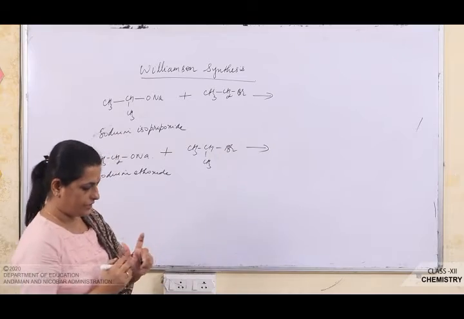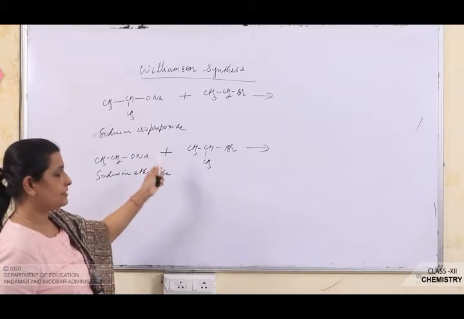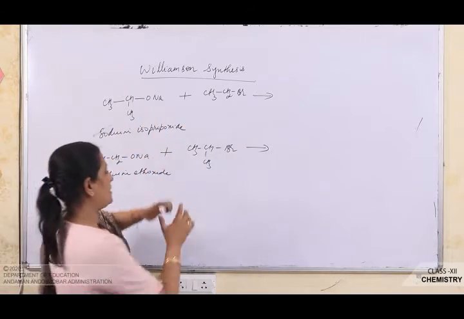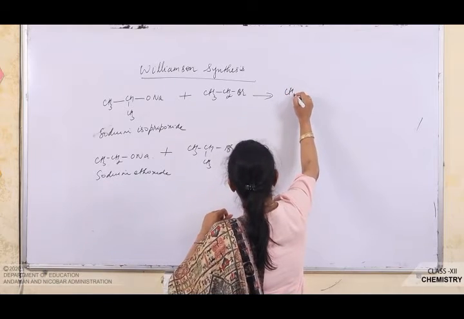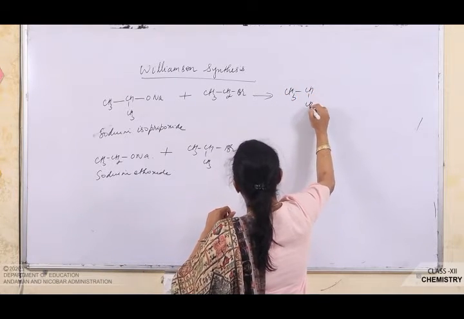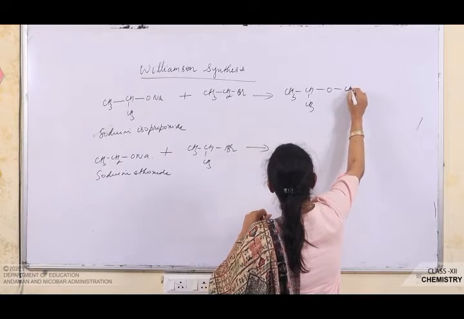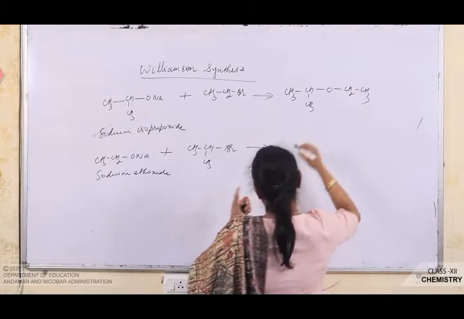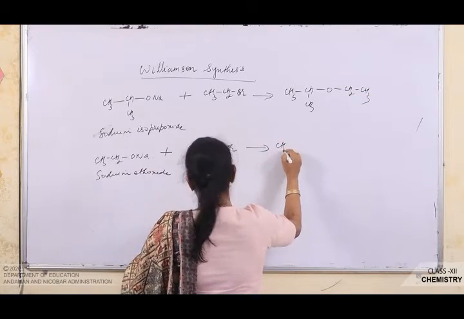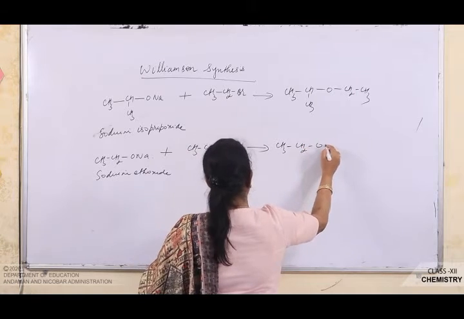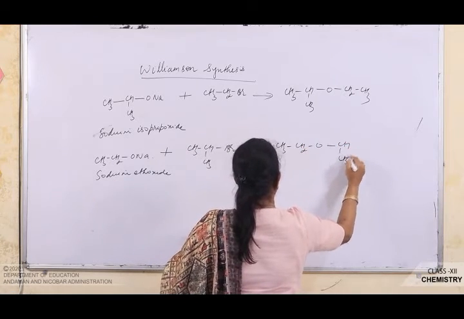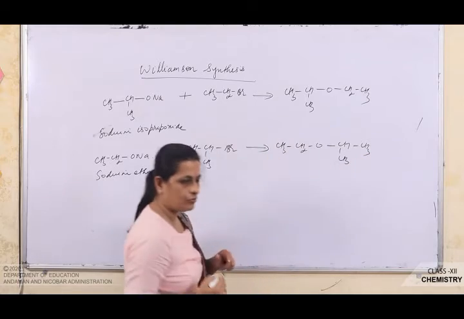Two reactions I have written here. Is there any difference in both these cases? In the first case, what should you get? Here also you should get CH3CH(CH3)OCH2CH3. And here also what should you get? CH3CH2OCH(CH3)CH3. So, this should be the product in both the cases.